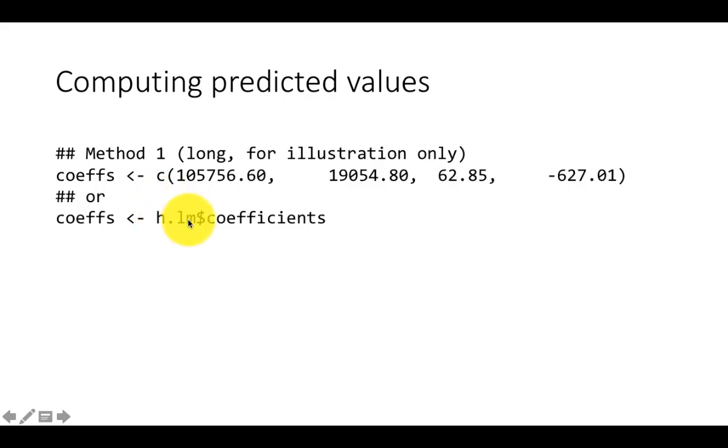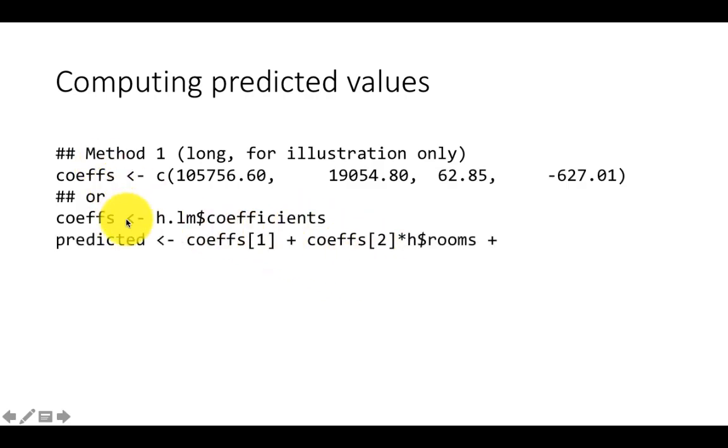So this model object has a field called coefficients, and that will directly give us the vector of coefficients. Okay, so that's a useful piece of information contained in the model itself. So you can either compute the coefficients by manually looking up the output and then typing it in, or do it the easy way, h.lm$coefficients.